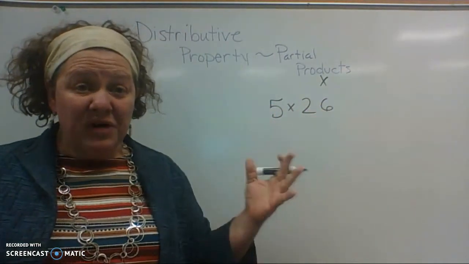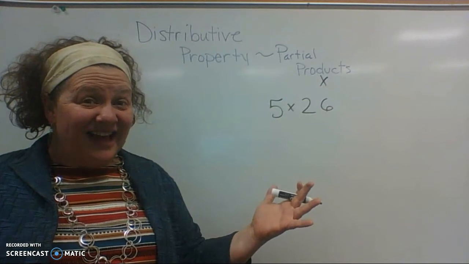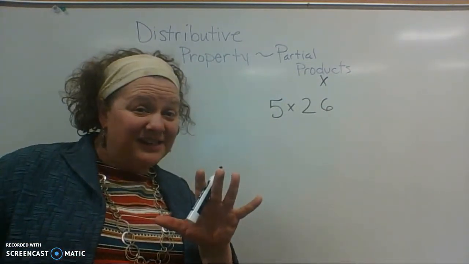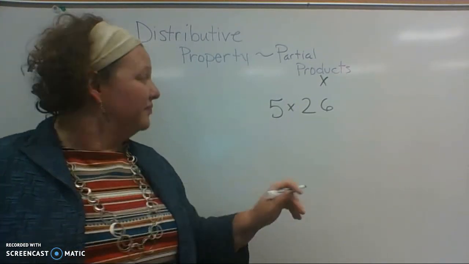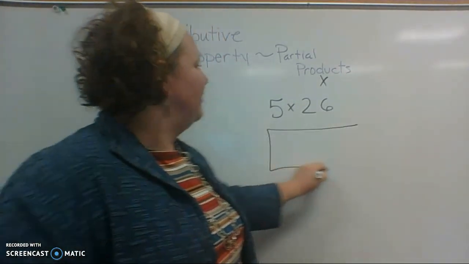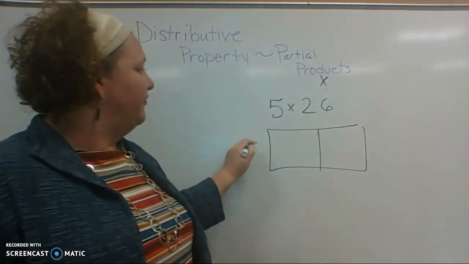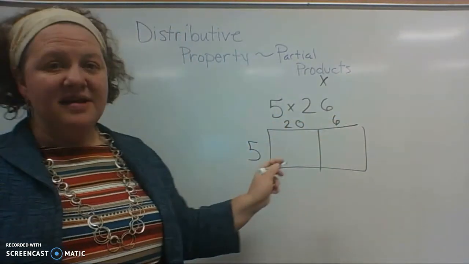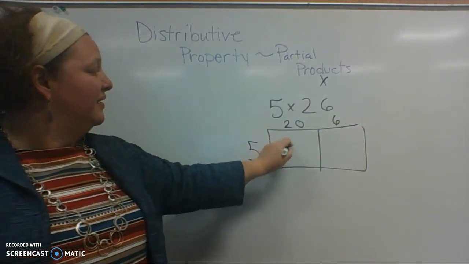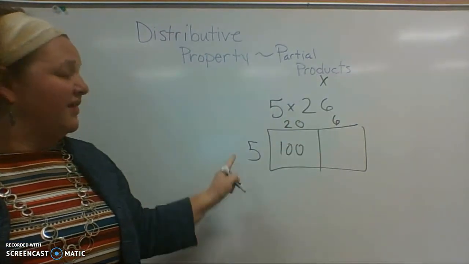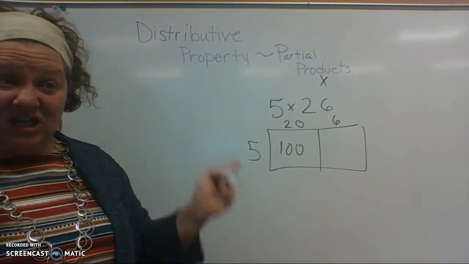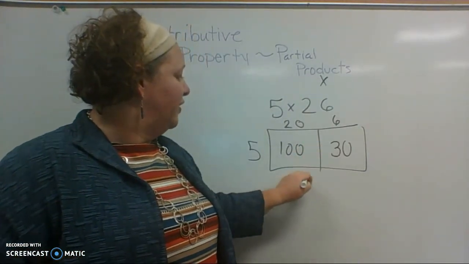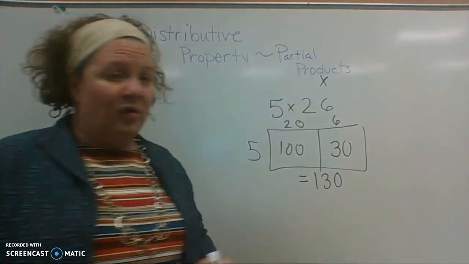Set it up on your own, hit pause. And then I'll come back and show you how to do it, and you can make sure you did it right. All right, pause. And here we go. So you're going to set it up. You have your 5 here. You have your 20 here. You have your 6 here. 5 times 20 is 100. And then 5 times 6 is, you guessed it, 30. And we have 130. Voila.